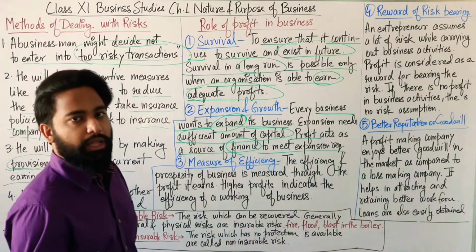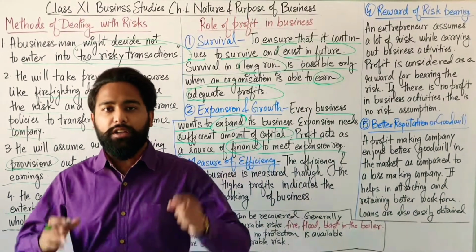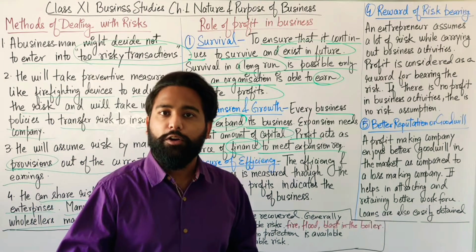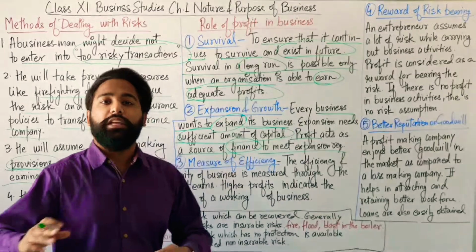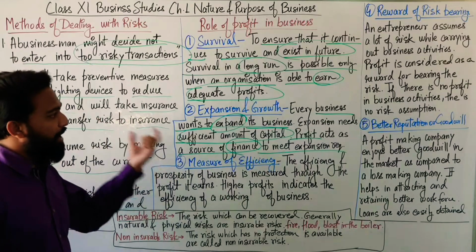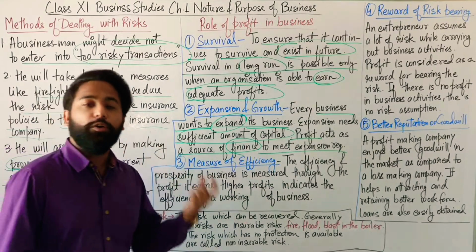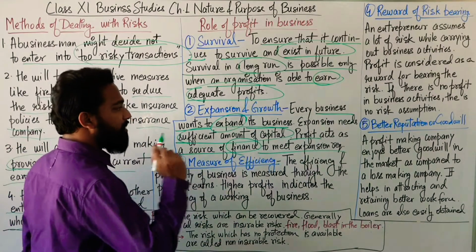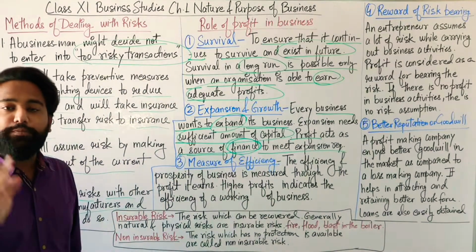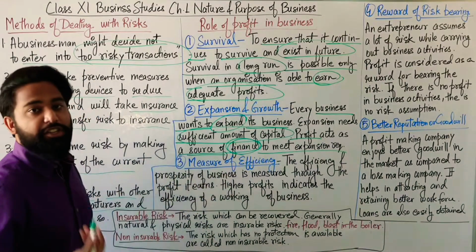You have already heard about McDonald's. McDonald's, the burger company, started with a small store in America, and after that they earned lots of profit, and with that profit they built an empire so that in every country McDonald's is there. So expansion and growth. Is that clear? Without profit you cannot expand or grow. So profit acts as the source of finance to meet the expansion requirements. Is that clear?